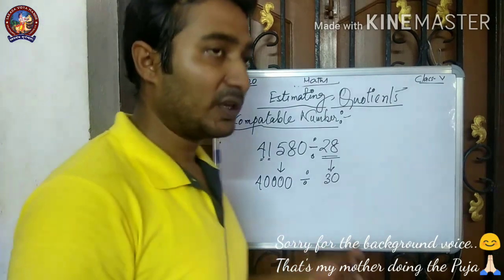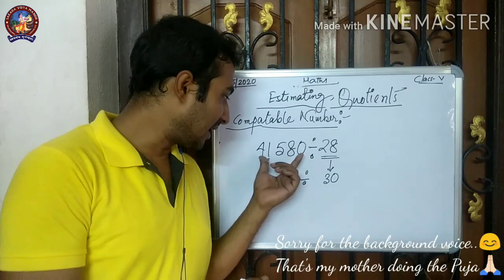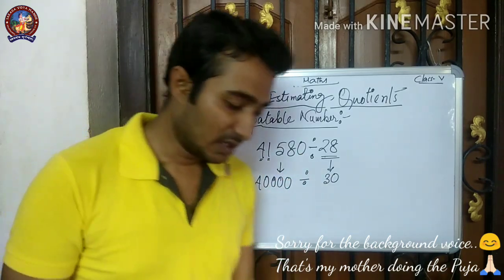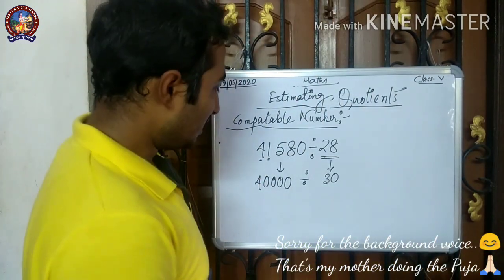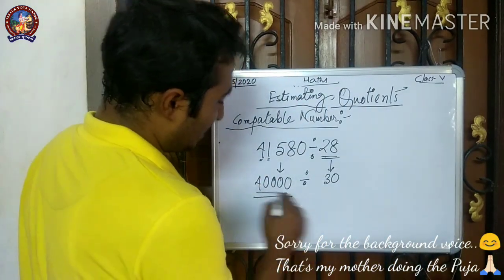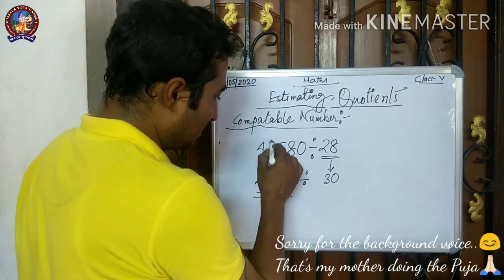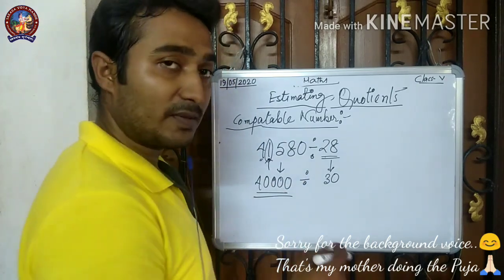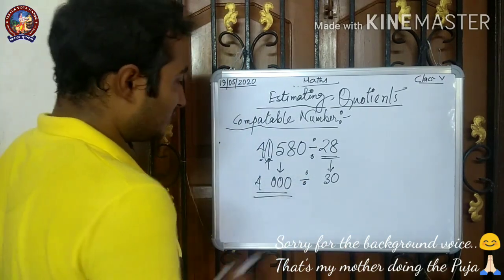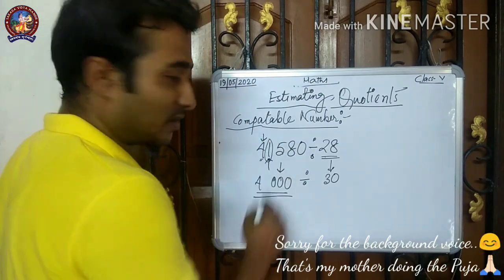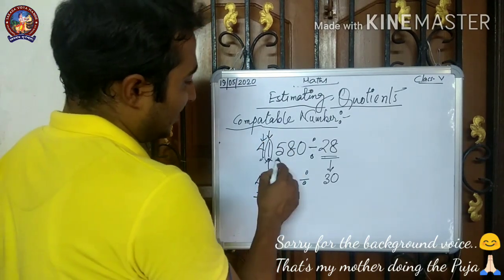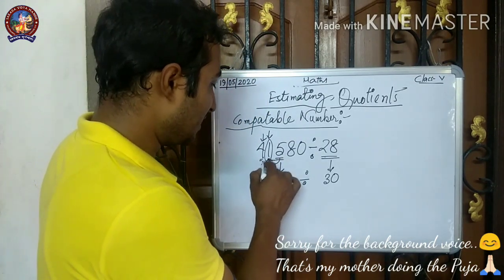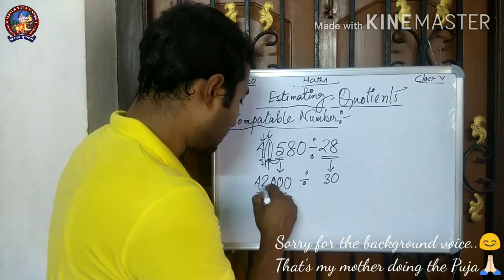So we have to round the larger number to a nearby number such that the division is possible. For this purpose, instead of rounding to the highest place value, we round to this value, and then the division will be possible. The next digit is 5, so 1 will be added here. If we add 1, it becomes 42,000.